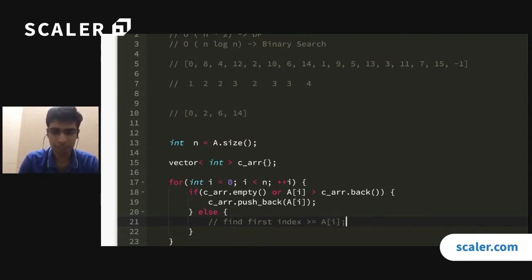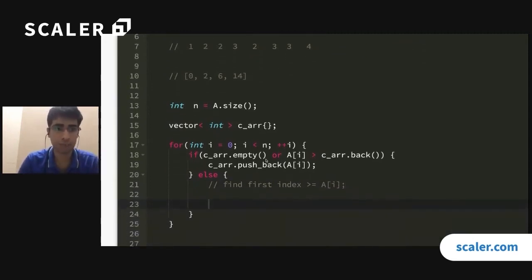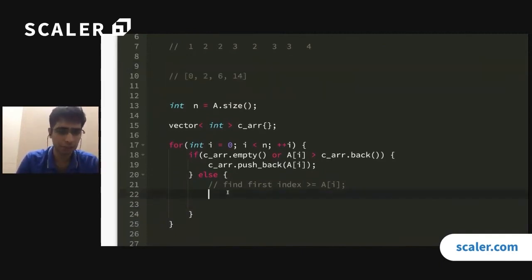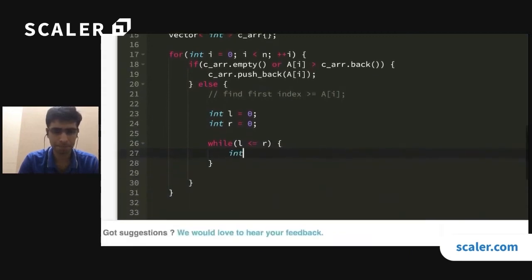Okay, how can I do that? As the current array is always being maintained in sorted order, if you would have observed the above, this would have always been maintained in sorted order. I can binary search this. I can say L equals 0, R equals 0. Then I say while L is less than or equal to R, mid is equal to L plus (R minus L) by 2.